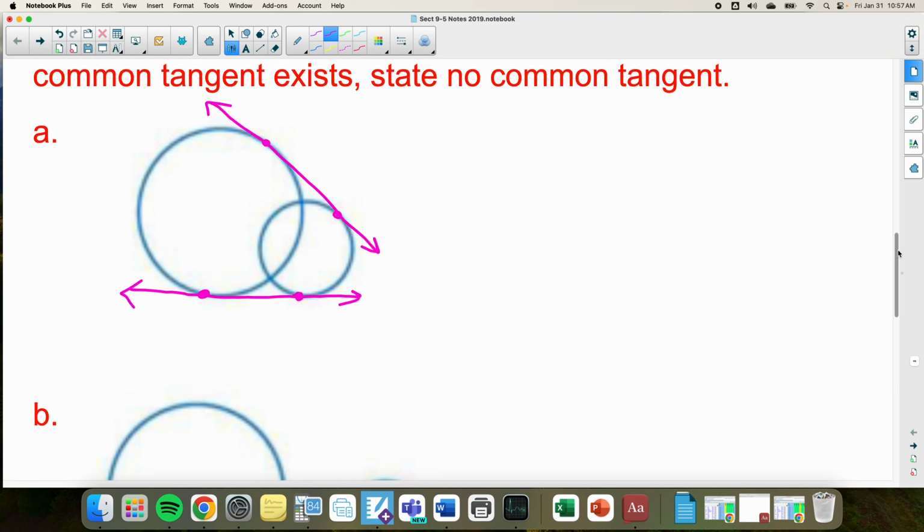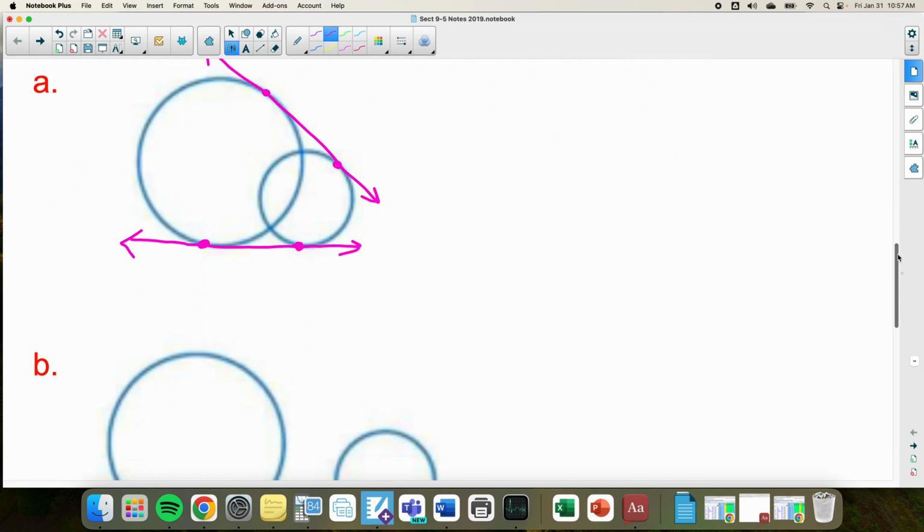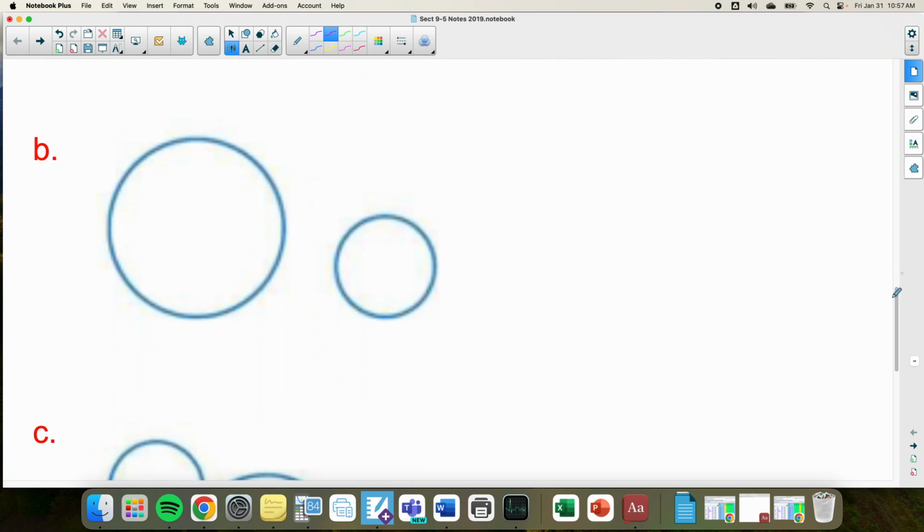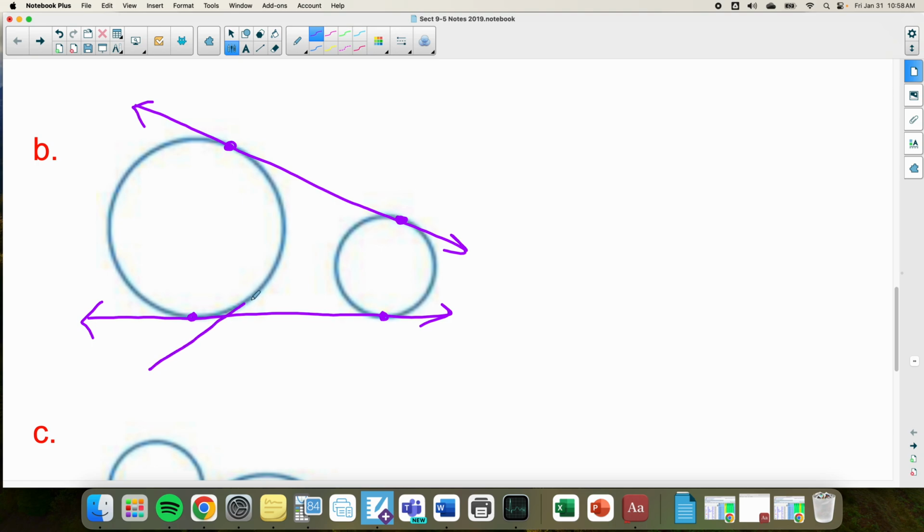Okay, and I think, does it say just draw them? Okay. Here, how many do you think we could draw? Four, yes. We could draw one along the top, one along the bottom, and then you could draw one diagonally here, and then one diagonally here.